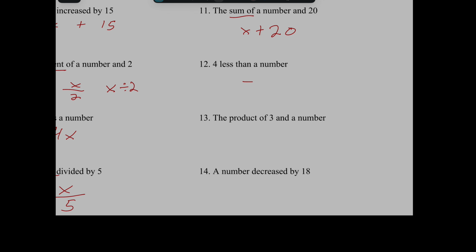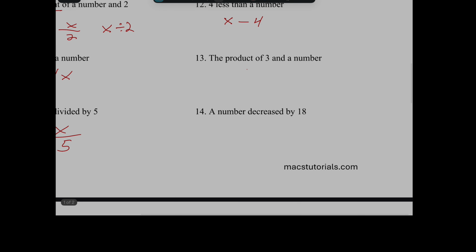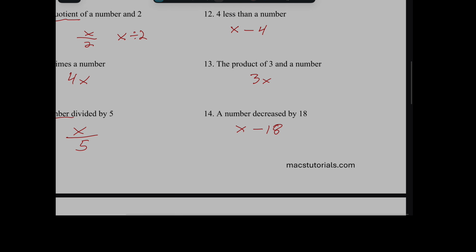This is where you need to stop and think. It's 4 less than, or 4 smaller than the number. So I want to start with the number, and I want to make it 4 smaller than the number. So this is one where we have to kind of switch them around. Number 13, the product of 3 and a number. Product means multiply, so I'd write 3x. And number 14, a number decreased by 18. So I start with the number, and I decrease it by 18. So this one I would read left to right, okay?